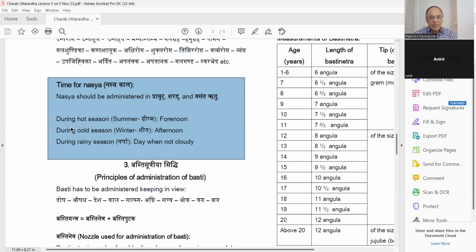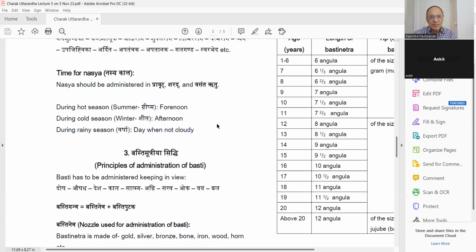Okay, during the hot season, when to give the Nasya? It is forenoon. Okay, during the cold season, it is in the afternoon, and during the rainy season, on a day when there is no cloud in the sky. If there are a lot of black clouds and everything is gloomy, then don't give the Nasya.